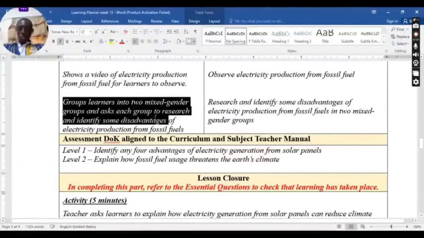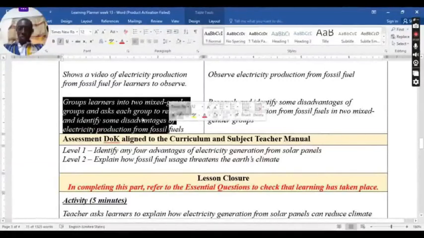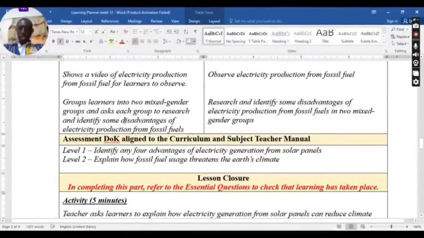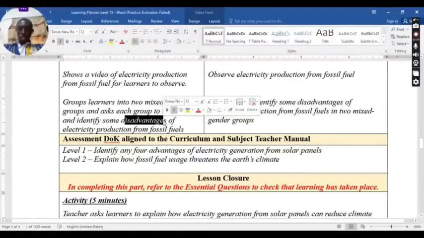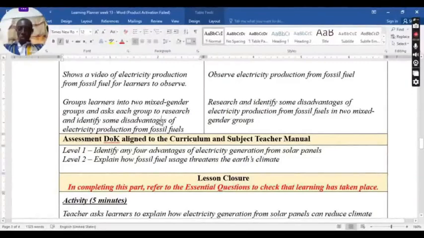And this one too, in a similar fashion, group learners into 2 mixed gender groups and ask each group to research and identify some disadvantages of electricity production from fossil fuels. The first video, I asked them to research advantages, not disadvantages, of solar panels. The second video in the second activity, after watching the video on fossil fuel to generate electricity, I give them a task to research and identify disadvantages.